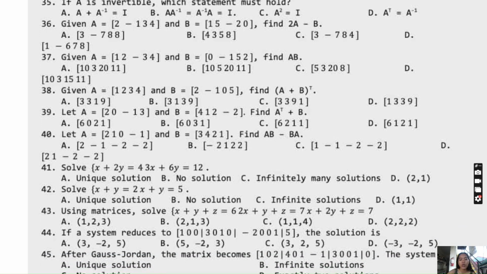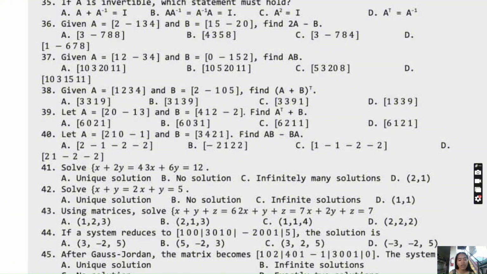So let's now proceed to number 35. Our question goes, if A is invertible, which statement must hold? So number 35, our answer is letter B, which is A times A inverse is equal to A inverse times A is equal to I. Because this is actually the definition of the inverse matrix.